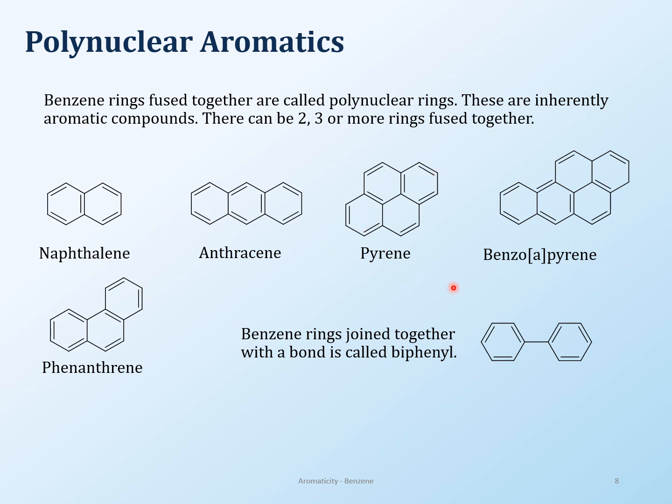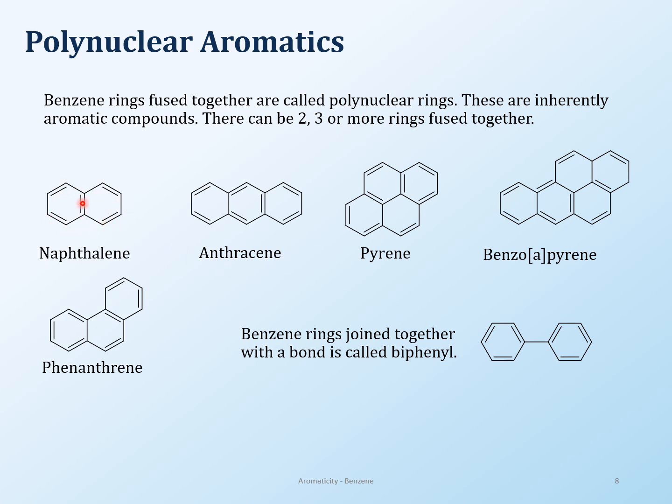Okay, so these are polynuclear aromatics, and they all have very specific names. I want you to understand the difference between a fused ring and a connected ring. When the benzene rings are connected together with a bond, this would be biphenyl, because there are two benzene rings. When they're fused together like that, what does it mean by fused?